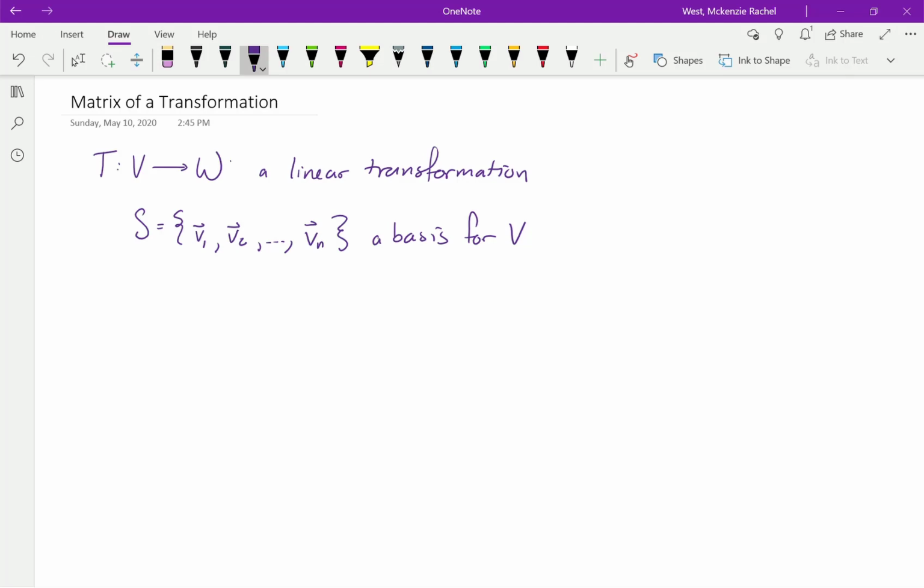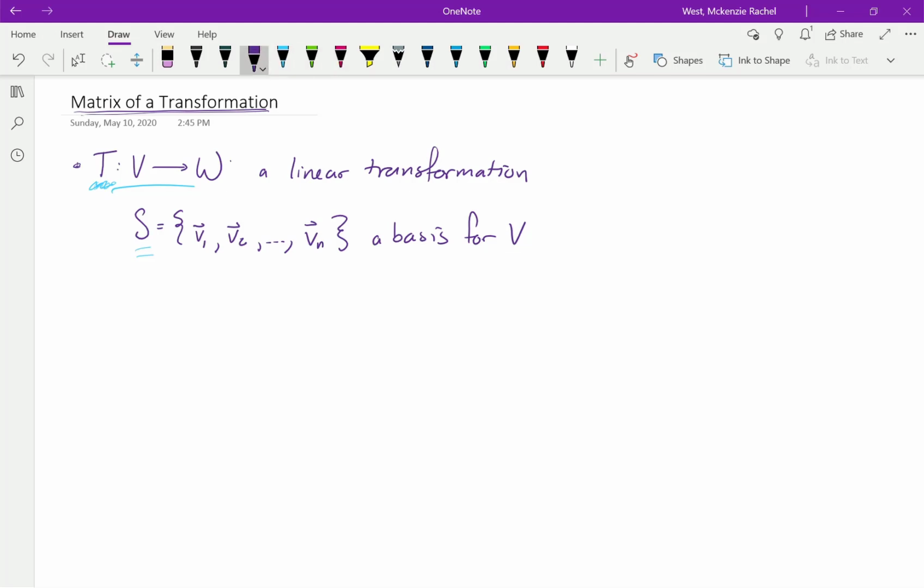Welcome back. Today we get to talk about the matrix of a transformation. So last time, or maybe the time before, we saw that every single matrix gives us a linear transformation. And what we're going to see today is that if we're given a linear transformation, such as T from V to W here, and a basis for V, we can use that to then write down a matrix that describes T. So how are we going to go about doing that?